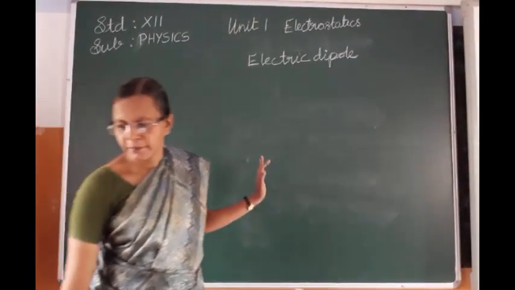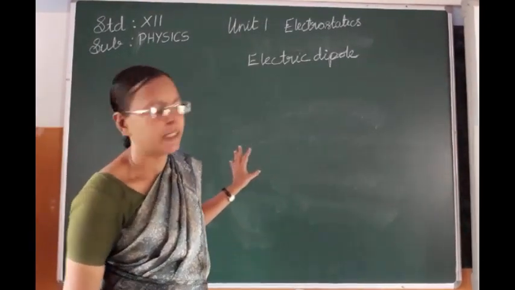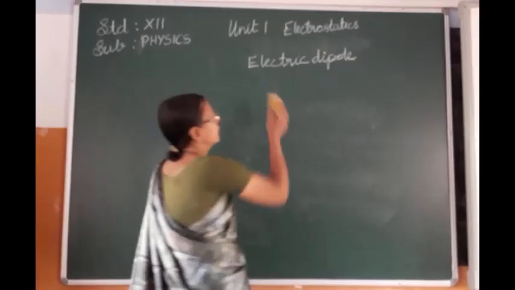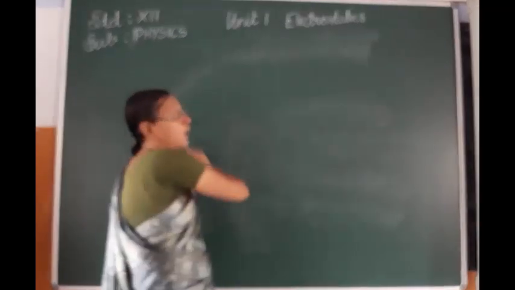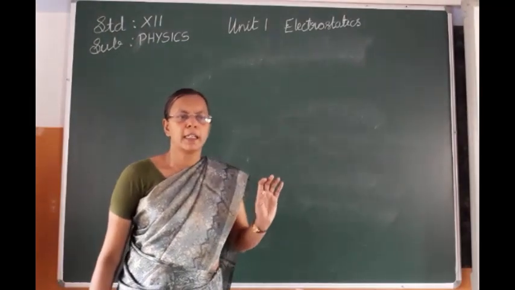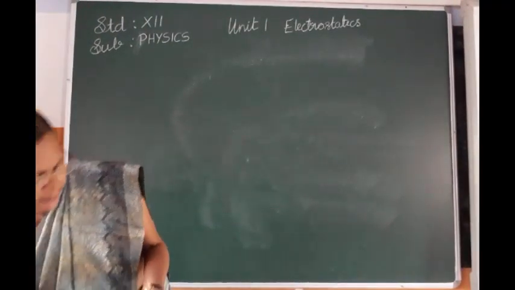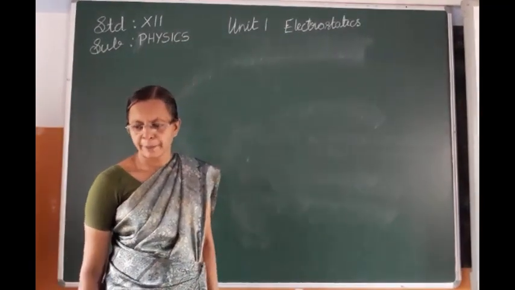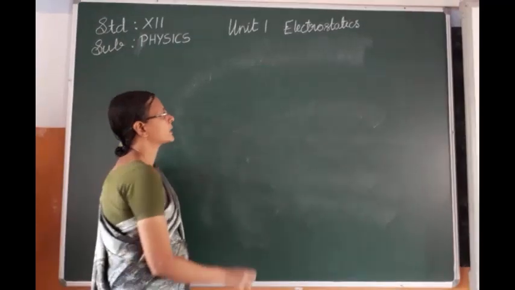Next we are going to learn about the electric field due to electric dipole. Here two cases are there. One is the electric field at the axial line, then another one is at the equatorial line. Okay, so electric field due to electric dipole.